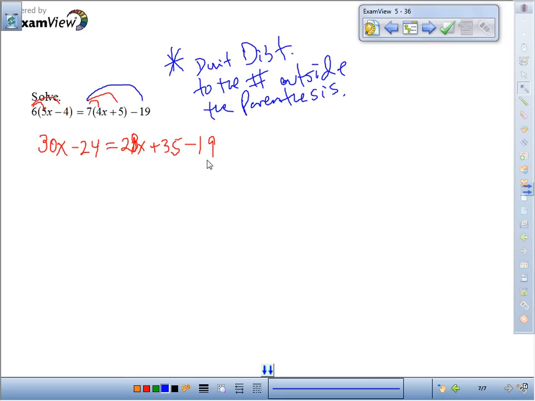Can we simplify the left side anymore? No. How about this side? Yes, we can combine like terms. What is 35 minus 19? 16. Very good. Bring everything else down. 30x minus 24 equals 28x. I'll leave it to you to finish from there. See if you can finish. Go.